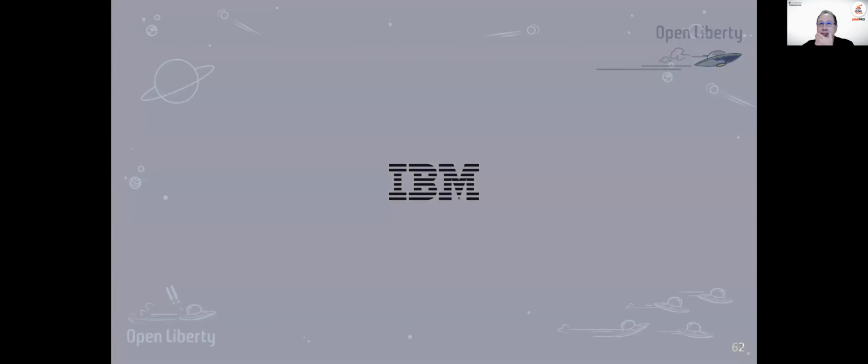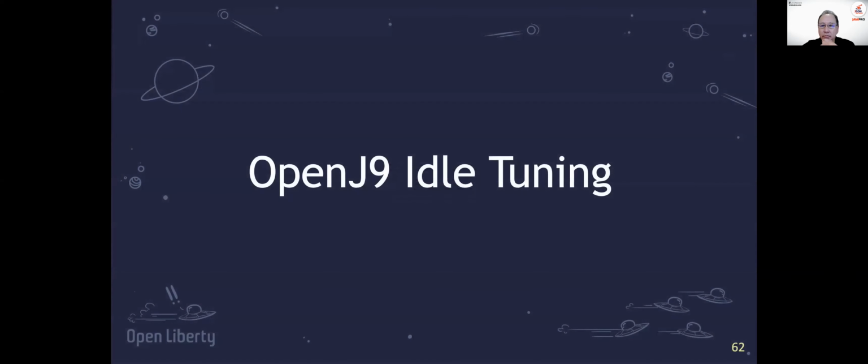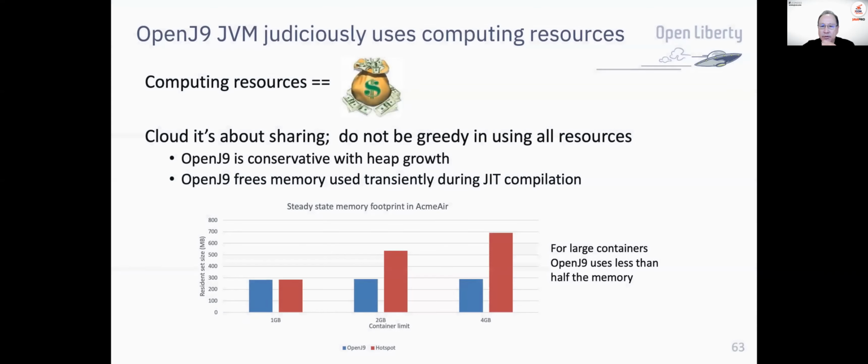So let's talk about idle tuning from OpenJ9. So idle tuning essentially allows your JVMs to save some resources when it isn't servicing any requests. So let's take a look at a normal resource allocation without idle tuning. This slide shows the amount of memory used with various size containers. One using HotSpot.